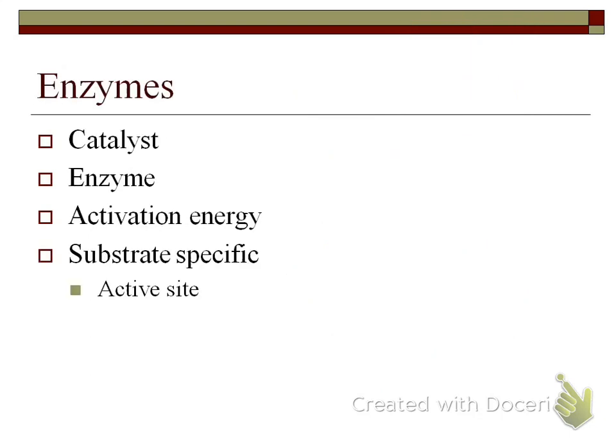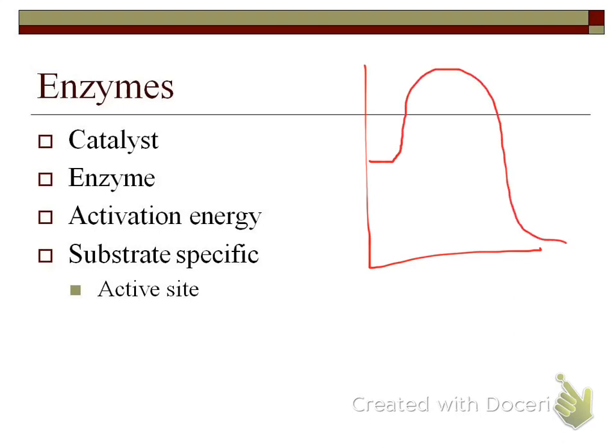Cool. But now, remember, we had this graph. Graph looks something like this. It goes like this. So there's our graph again. Remember, this is our reactants. This is our products. This very top point right here is called the activation energy, and that's the energy of activation. At that point is where the energy is good enough to activate the reaction to occur.